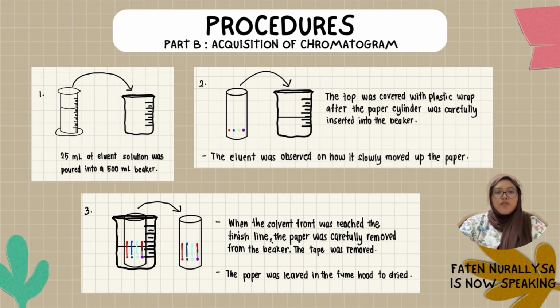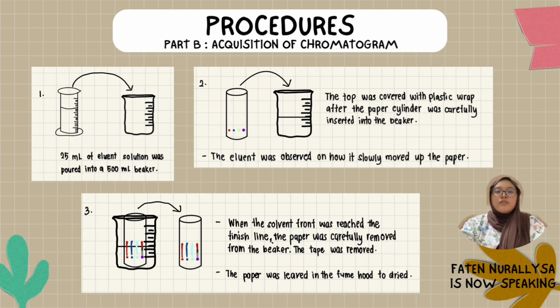First, 25 ml of the eluting solution was poured into a 500 ml beaker and the paper cylinder was carefully inserted into the beaker, ensuring that the ink spots remain above the liquid level. The beaker was then covered with plastic wrap to prevent evaporation and the setup was left undisturbed as the eluent slowly moved up the paper. This process took approximately 45 to 90 minutes, during which the solvent front rose gradually.